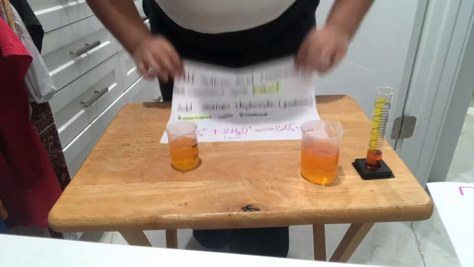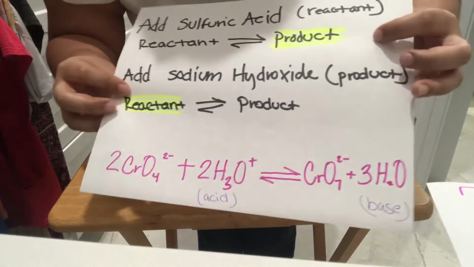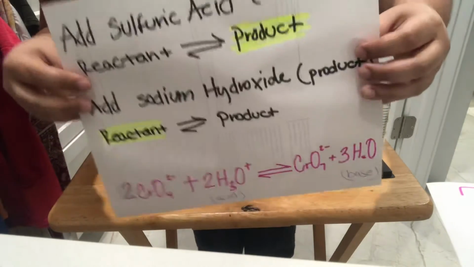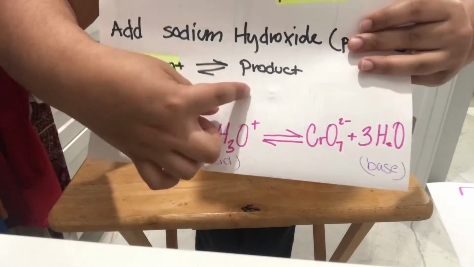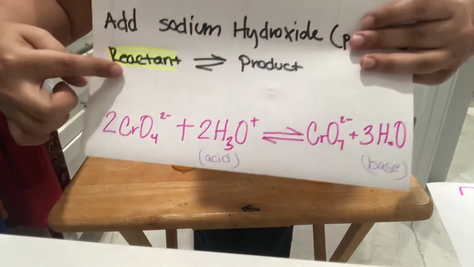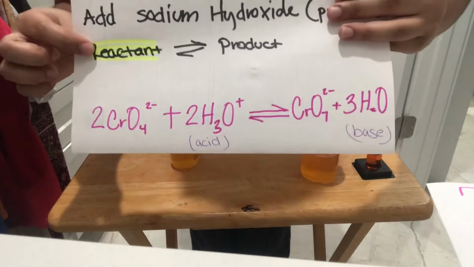Now, when we add sodium hydroxide, which is a product, we now have too much product, so the system will say, okay, well, we need to balance this out, so I need to make more reactants. So now the equilibrium has shifted towards the reactants.